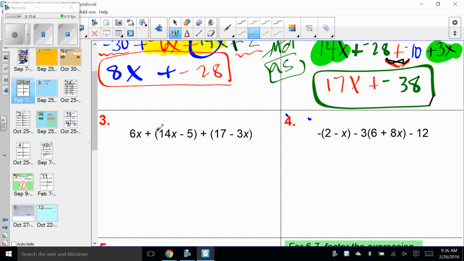Number 3, we have a lonely variable on the outside. We have a lonely variable on the inside. I stop, chop, chop.